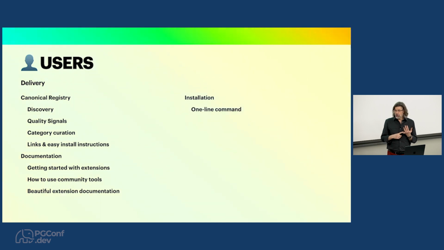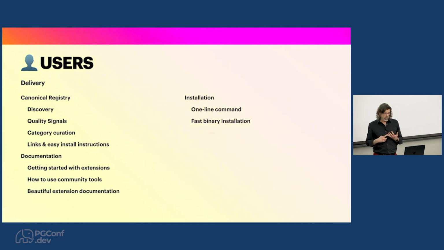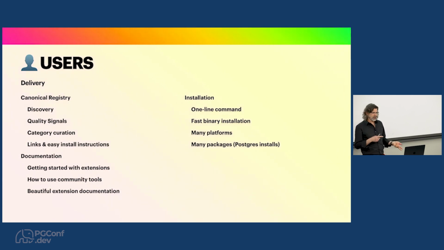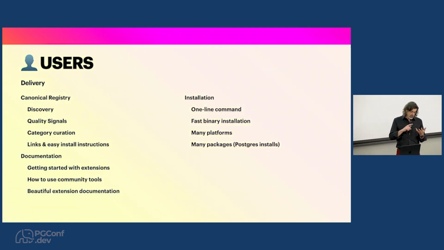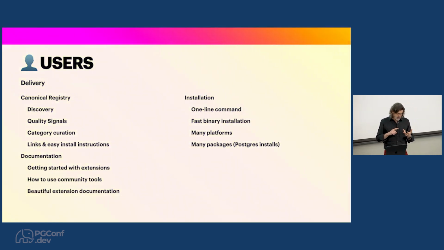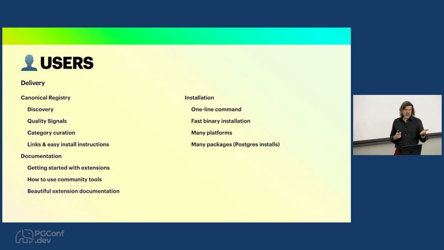A single line command to quickly and easily install extensions, and fast binary installation without having to wait around for compiling and all that. Support for many platforms, because some of us are on Mac OS, some of us are on Windows, some of us are on ARM, some of us are on AMD. Packages for managing multiple installations of Postgres, because some people use Yum, some people use Deb, some people use Alpine's thing, APK, some people use Homebrew, some people use PGM. It needs to not care so much about what those are, just be able to manage the extensions for any of them.